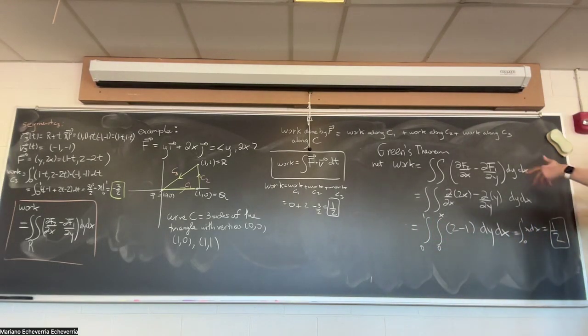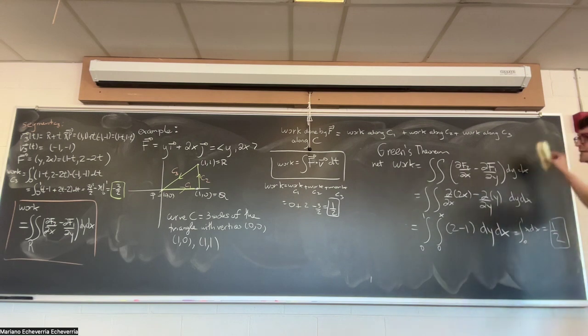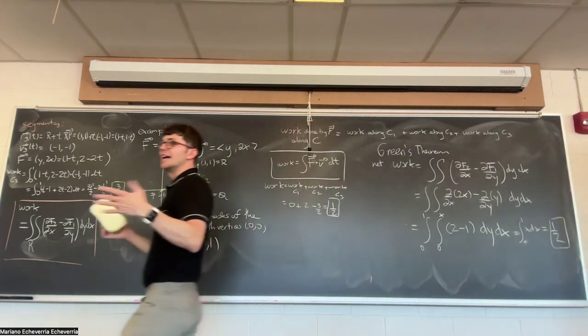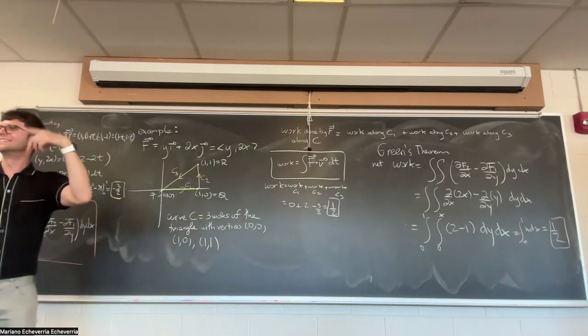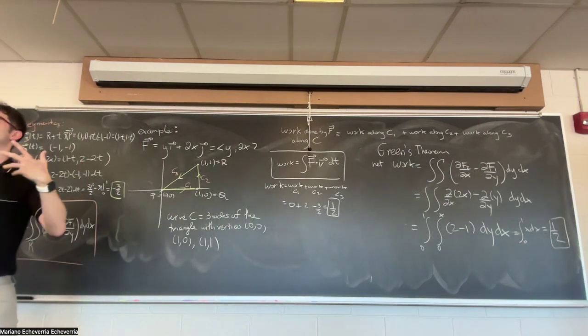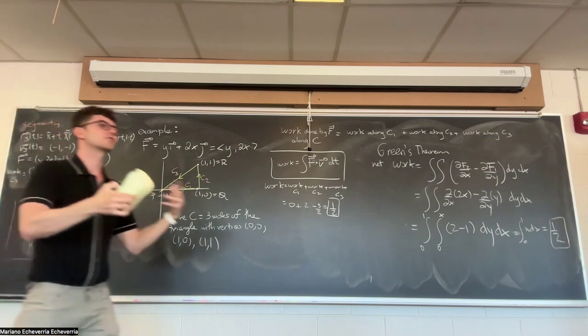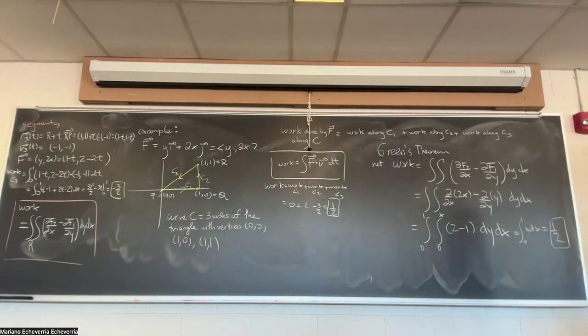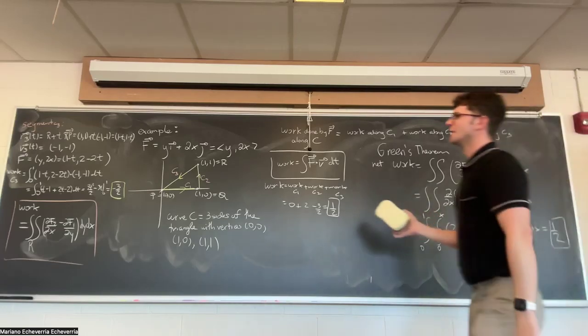your computations, because you're going from having to do 3 integrals to just a single double integral. For example, if the curve had more pieces, like a hexagon, then instead of doing 6 integrals, you're just doing 1. So there can be a lot of trade-off in that sense.